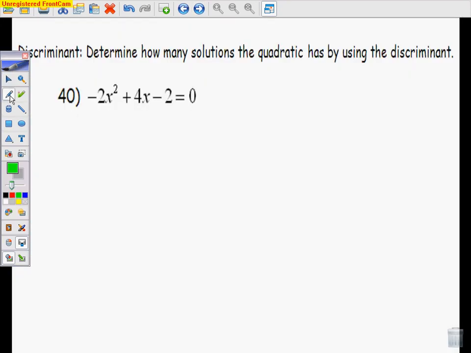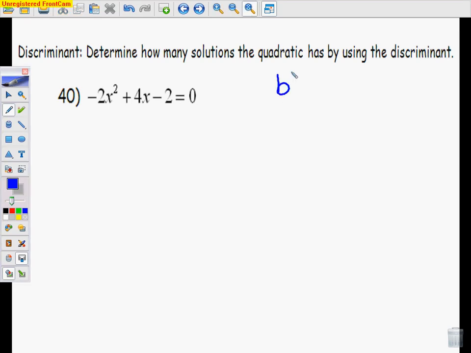Alright, this first question says, determine how many solutions a quadratic has by using the discriminant. Well, our discriminant formula, which is a part of the quadratic formula, is b squared minus 4ac. This is the discriminant formula. What you're going to do from here is take your values of a, b, and c and plug them in. One thing you always want to check for, though, is that your quadratic equation is set equal to 0.